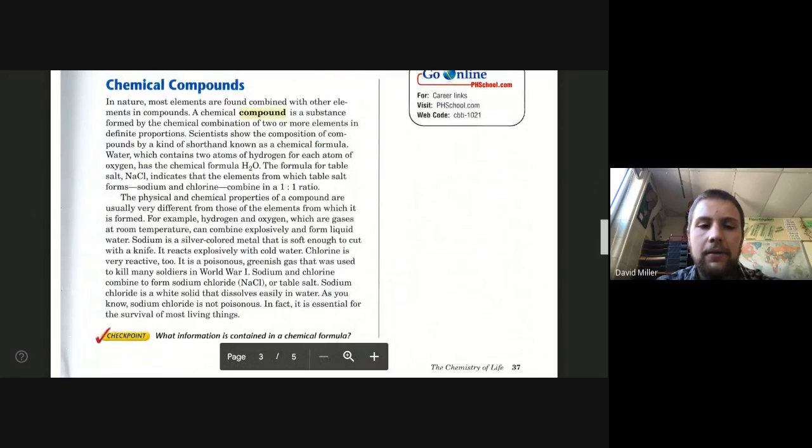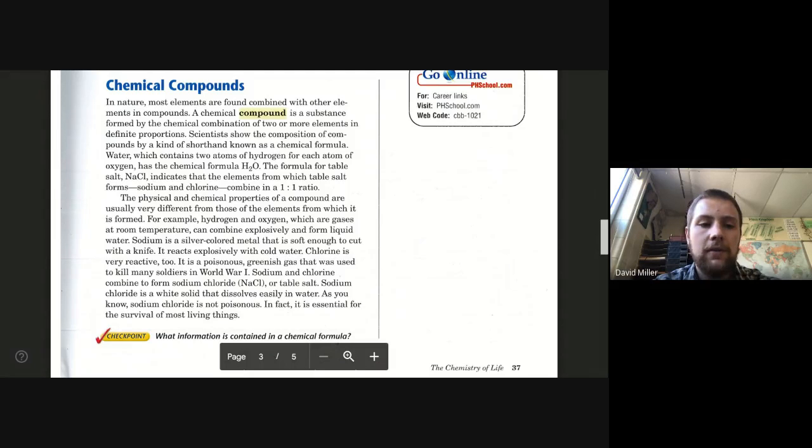Chemical compounds. In nature, most elements are found combined with other elements in compounds. A chemical compound is a substance formed by the chemical combination of two or more elements in definite proportions. Scientists show the composition of compounds by a kind of shorthand known as a chemical formula. Water, which contains two atoms of hydrogen for each atom of oxygen, has the chemical formula H2O.